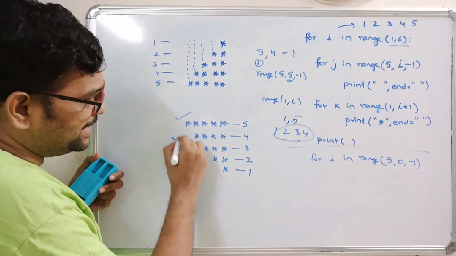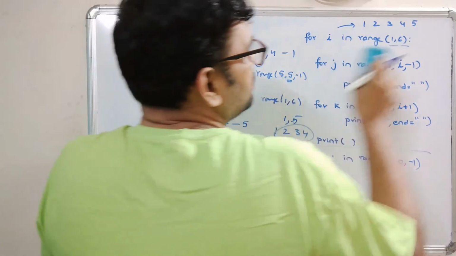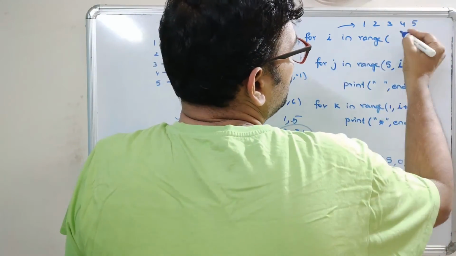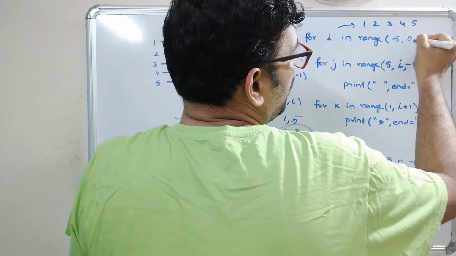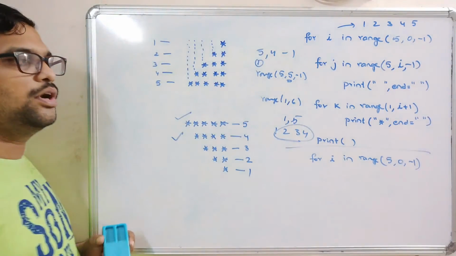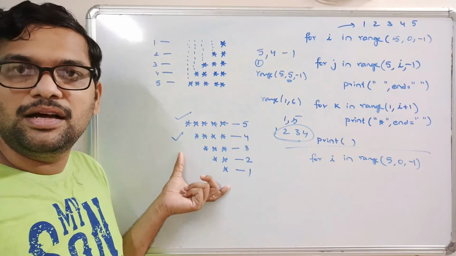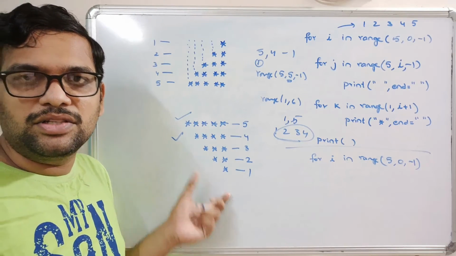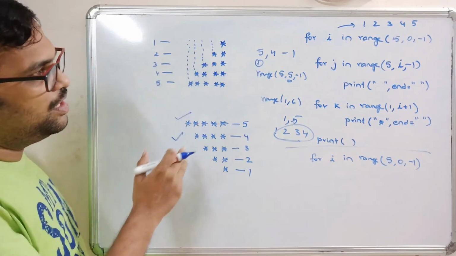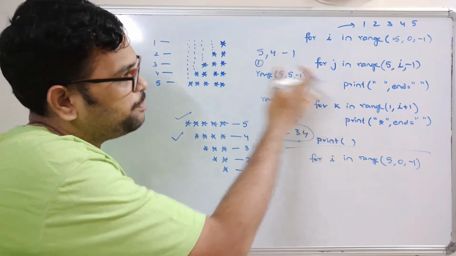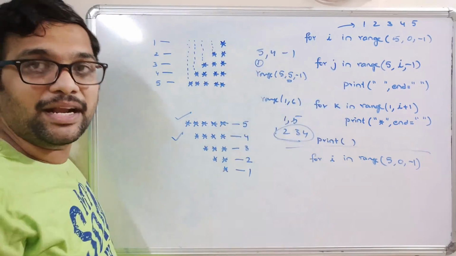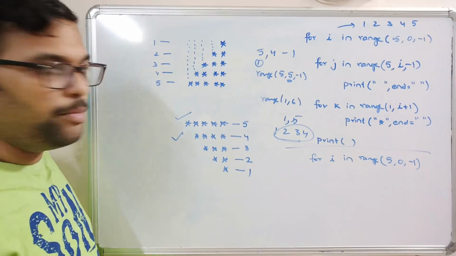So in order to get this pattern, just instead of giving the positive updation, give the negative updation: 5 comma 0 comma minus 1. That's all. So automatically we'll get this reverse pattern, right? Just observe how many spaces are there. That many spaces, first print the spaces and then print the pattern, right? So hope you understood this one.